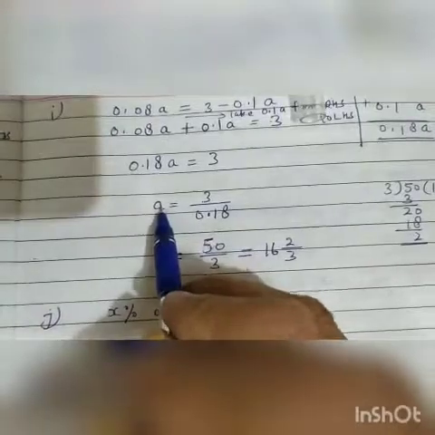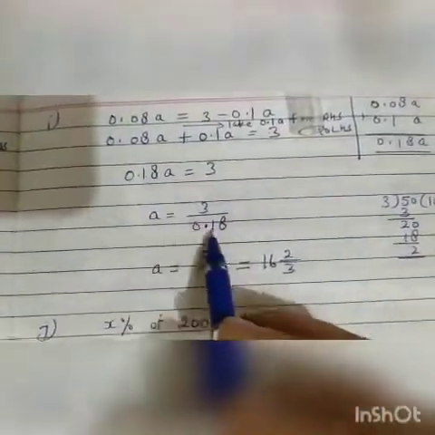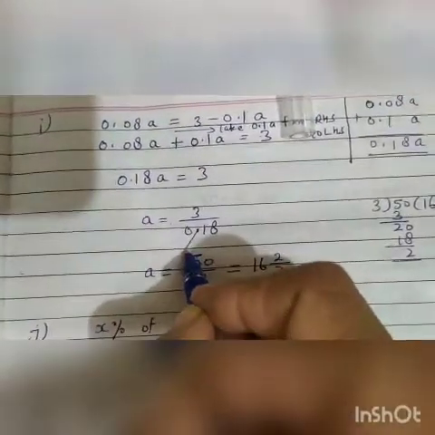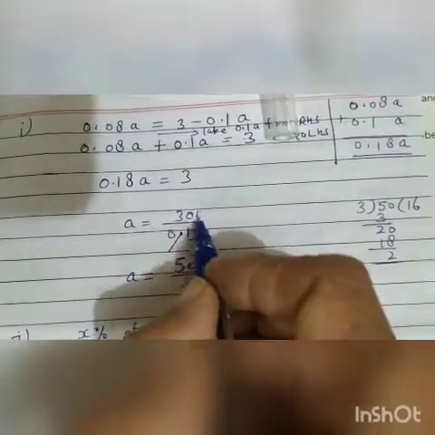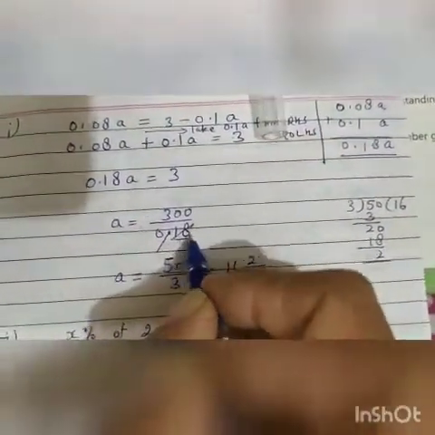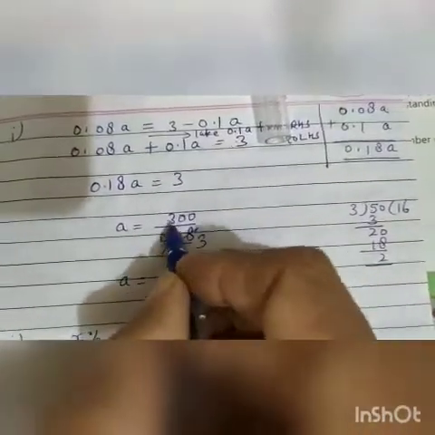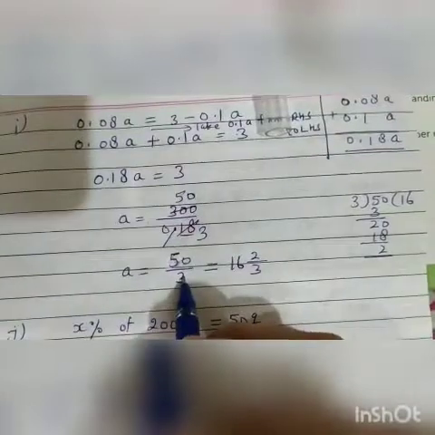Now this a is equal this 3 upon 0.18. Remove this decimal from here. After decimal there are 2 digits. So we will add these 2 zeros. Now simplify it. 6 1 is 6, 6 2 is 12, 6 3 is 18, 6 5 is 30, 0. A is equal 50 upon 3.